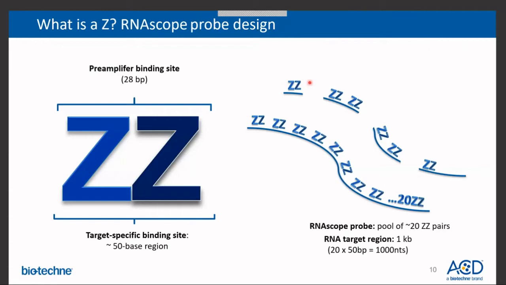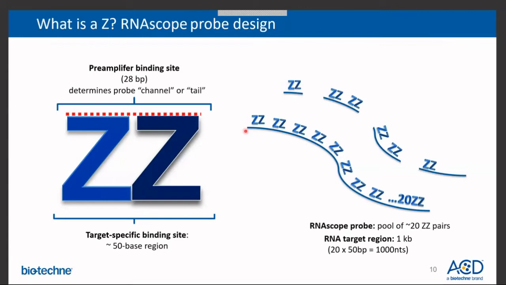Now, you'll notice that the probes are not directly conjugated to the fluorophore. So how do different probes end up in different fluorescent channels at the end of the day? I just want to emphasize that the top portion of each ZZ pair here that forms the pre-amplifier binding site is what determines the probe's channel or tail sequence. So all 20 double Z pairs within one RNAscope probe have the same 28 base pair sequence up here that's formed on top when the two Z's of the pair bind together.